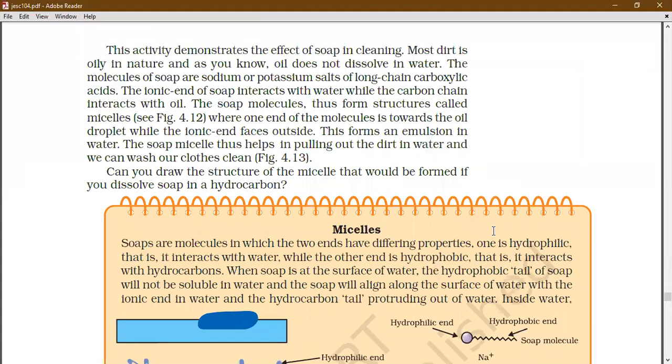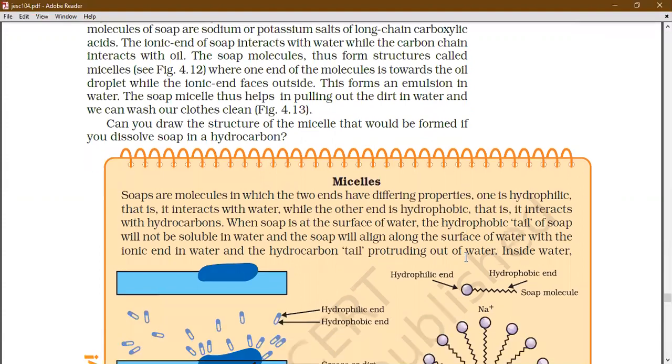The molecules of soap are sodium or potassium salts of long-chain carboxylic acids. The ionic end of soap interacts with water while the carbon chain interacts with oil. The soap molecules thus form structures called micelles, where one end of the molecules is towards the oil droplet while the ionic end faces outside. This forms an emulsion in water. The soap micelle thus helps in pulling the dirt in water and we can wash our clothes clean.